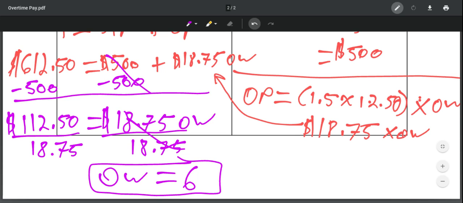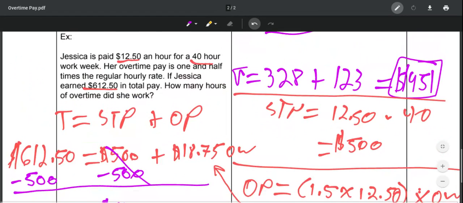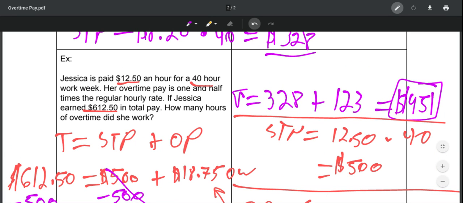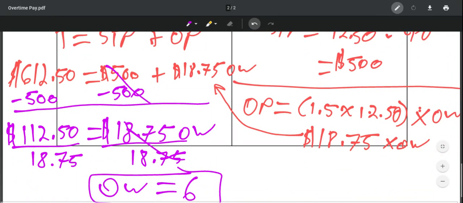So these are going to be the only two situations you get. Either you have to find the total, or you'll have to find the hours worked, overtime hours worked, and that's how you would do it. And we'll go over this a little bit more. We'll do some more examples of this. But that will be all for this video.